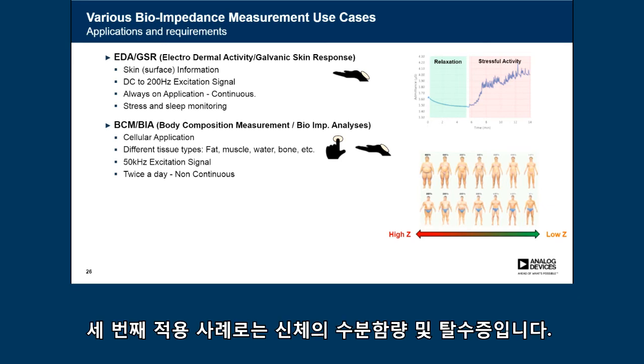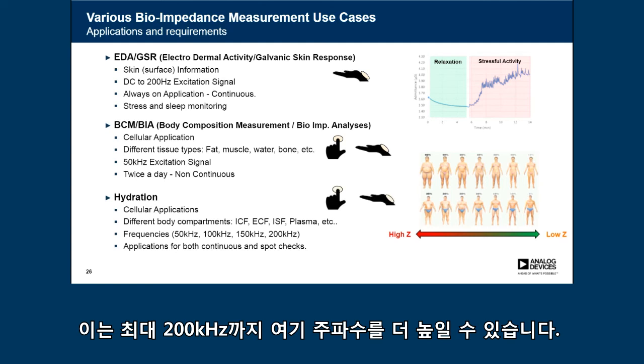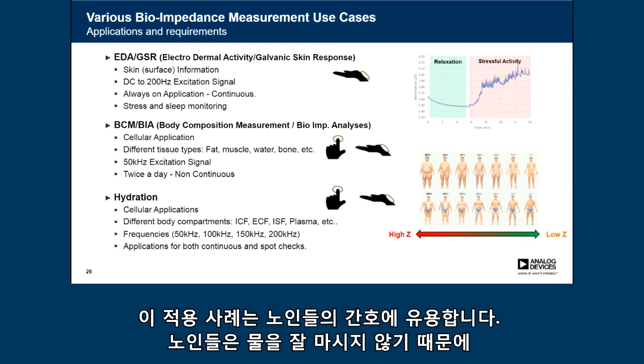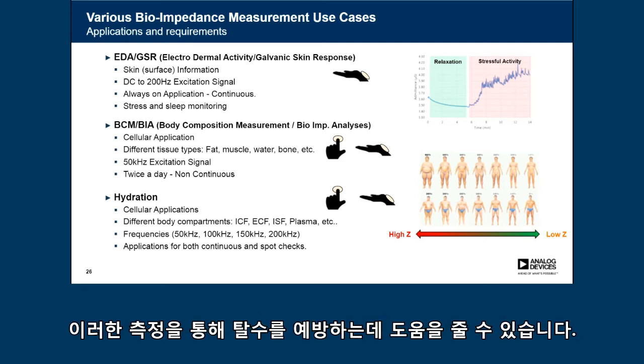And then the third use case we see is hydration or dehydration. With that, you go even higher with the excitation, up to 200 kilohertz. By that we go through the cell structure and the intracellular fluids, and we can read out how much water the body is still containing. This is a very interesting use case for elderly care, for instance, since older people don't tend to drink enough, and this measurement can help them prevent dehydration.